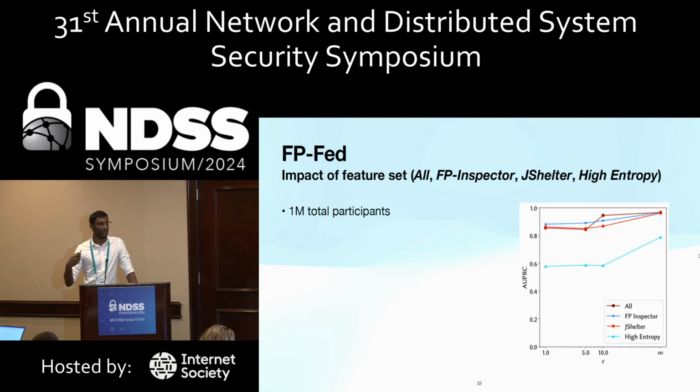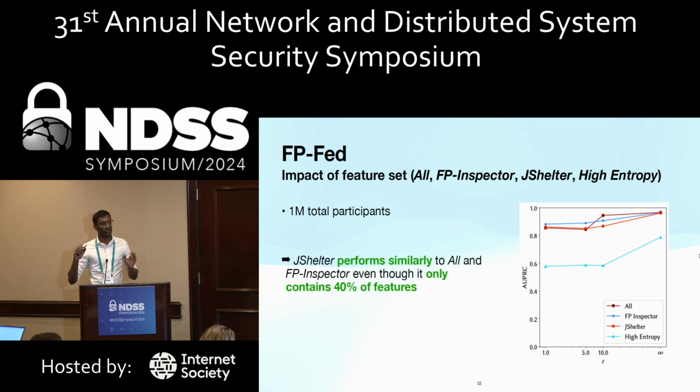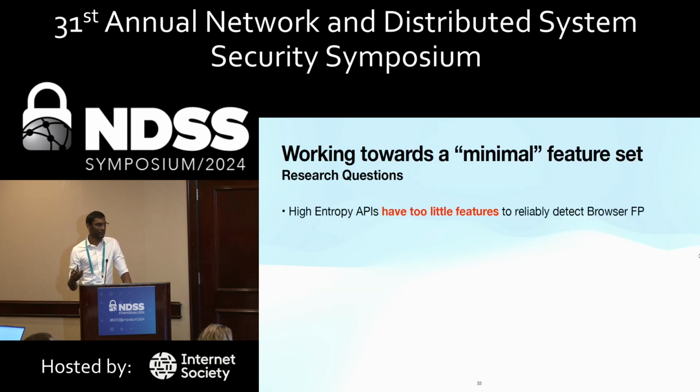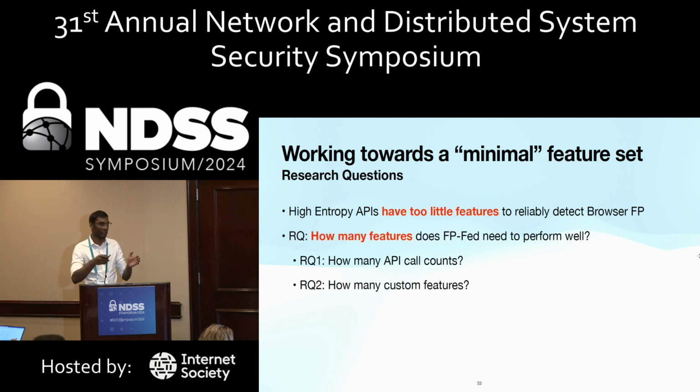Next, we also look at the impact that the feature set and the number of features has on model performance. We find that while having a small number of features, such as the JShelter feature set, which only contains 40% of the features, can still produce good model performance. When you have too little, which is indicated by the high entropy feature set, the model can be ineffective even when we don't add any DP noise. This naturally brings us to ask the question of what would be a minimal feature set to work with. What is the smallest number of features that are necessary for the model to give good results? This can further be broken down into how many API call counts that are necessary and how many custom features.